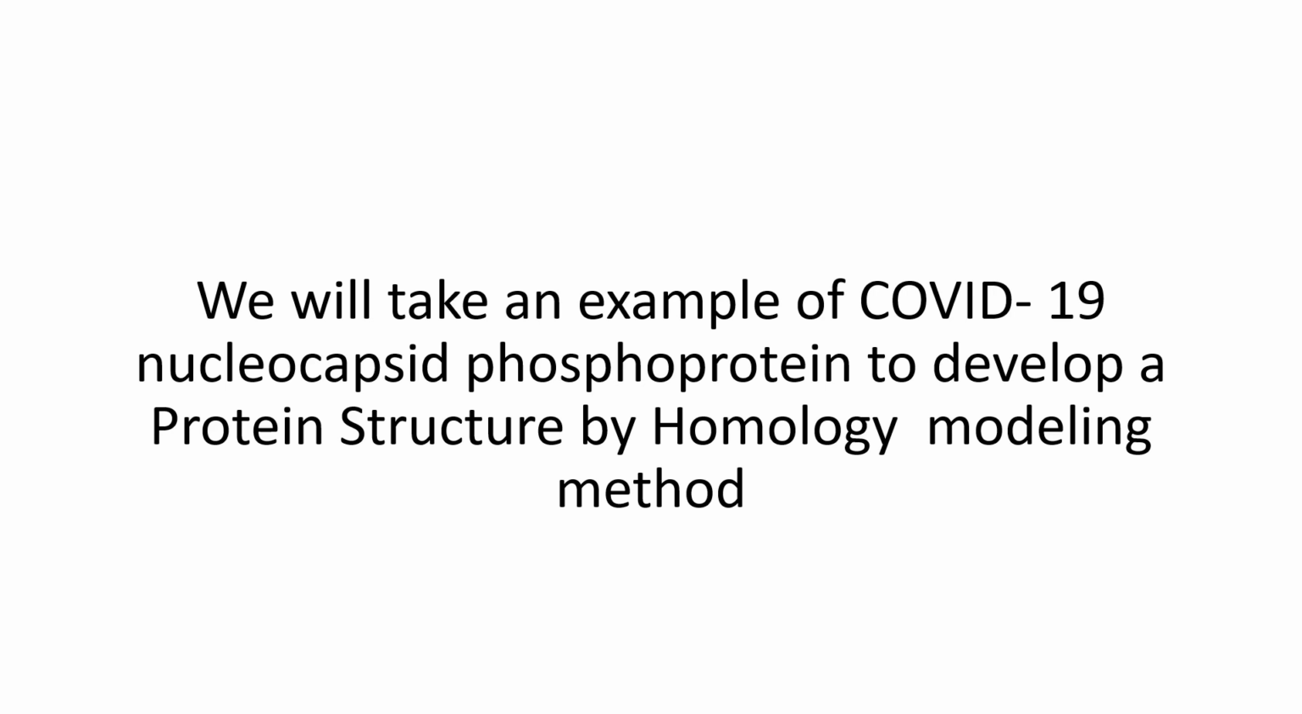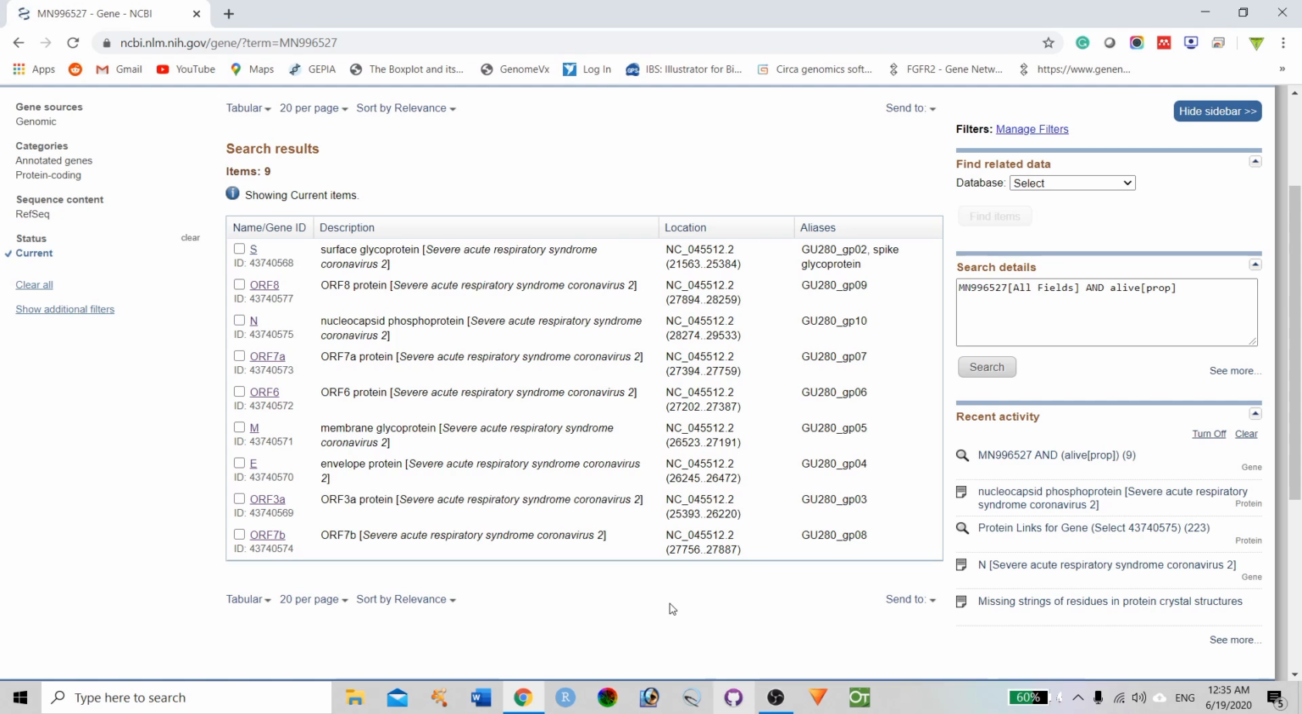We will take an example of the COVID-19 nucleocapsid phosphoprotein to develop a protein structure by the homology modeling method. Let's start. In the first step, we need to get a protein sequence in FASTA format. You can get this sequence from UniProt, Ensembl, or NCBI. All these databases will provide you the information. Now I'm going to get this FASTA sequence from NCBI.